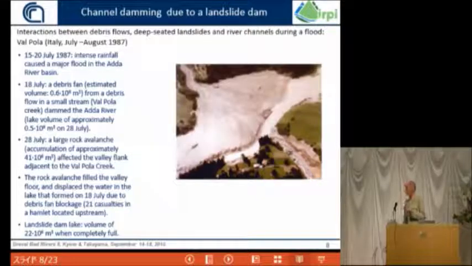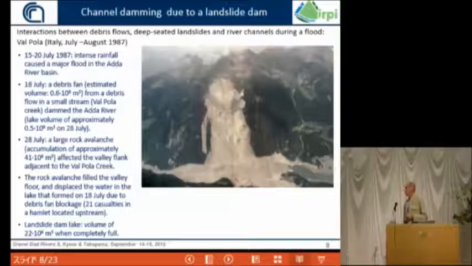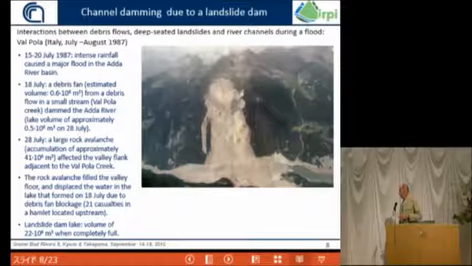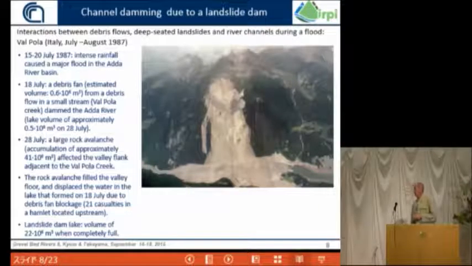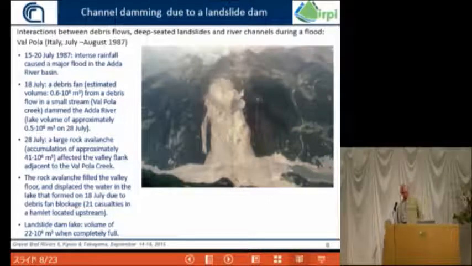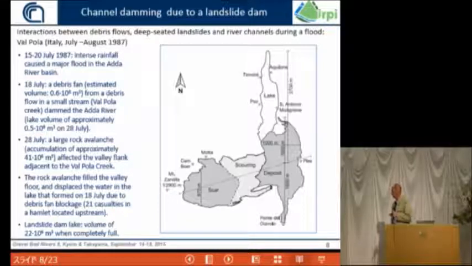The alluvial fan dam was then eroded, but a pond, some small lake, remained upstream of this newly formed debris flow fan. Some 10 days later, a large rock avalanche blocked the valley, causing the formation of a landslide lake. There were also some casualties, not directly caused by the landslide, but by the wave of muddy water. Fortunately, other villages had been evacuated just in time.